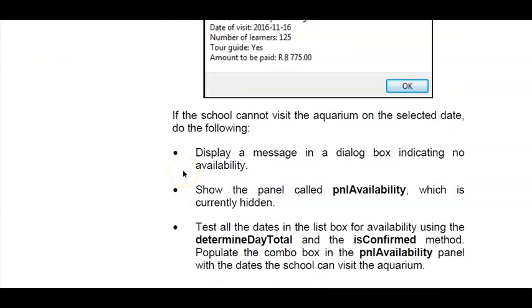This part here is explaining what to do if they can't visit the date and if there's no space for them as per your function is confirmed. You have to display a message again in a dialog box, and then you have to show the panel called P&L availability, which is currently hidden. You need to then determine all the dates in the list box for the availability using determined date total as well as is confirmed. And then you need to populate a combo box on this panel.